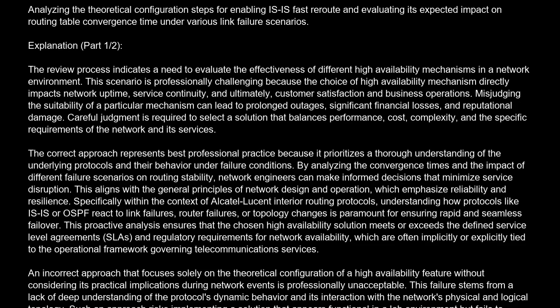The correct answer is A. Analyzing the theoretical configuration steps for enabling ISIS-fast reroute and evaluating its expected impact on routing table convergence time under various link failure scenarios. Explanation.